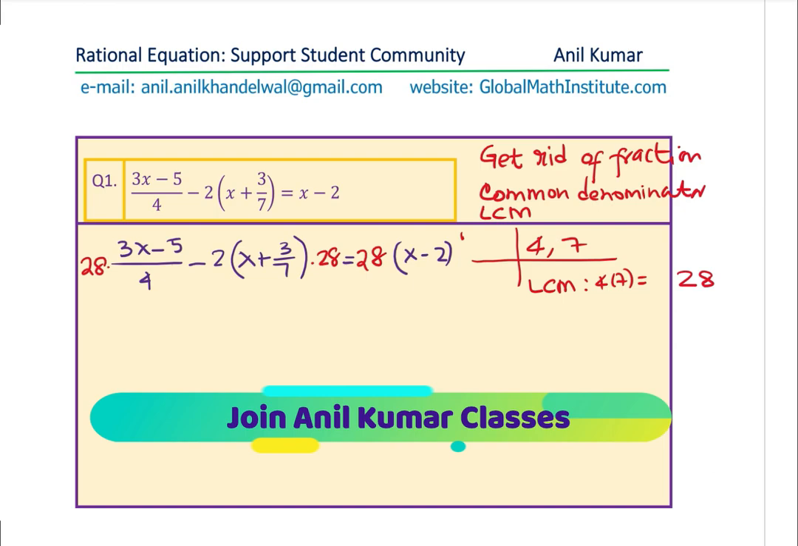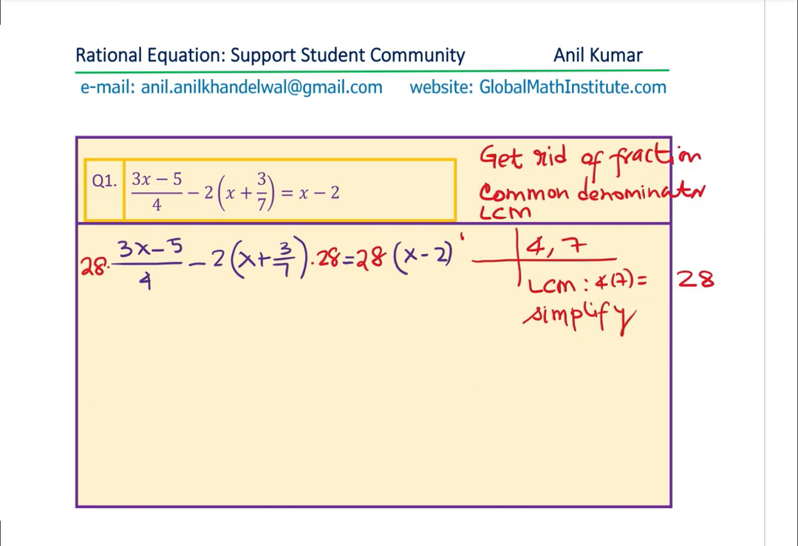Now, at this stage, we have to simplify. Now, how do we simplify? Well, 28 can be divided by 4, and what we get is 7, right? So, effectively, we have to multiply this by 7. So what we get here is 7 times (3x minus 5). Is that clear to you?